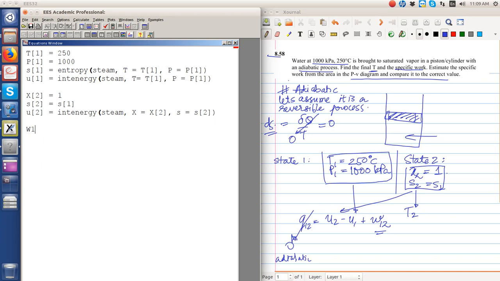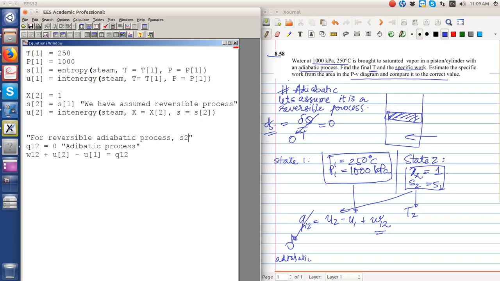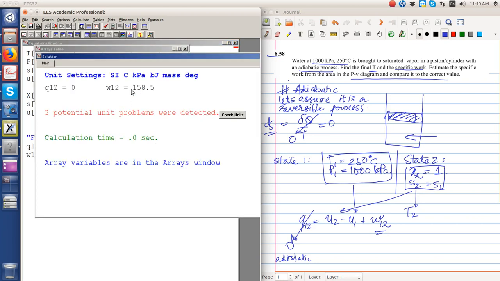W12 plus U2 minus U1 is equal to Q12. Q12 is equal to 0, adiabatic process. This is because we have assumed reversible process. So for a reversible and adiabatic process, S2 is equal to S1. So let's see, the work done on the system is equal to 158.5 kilojoule.